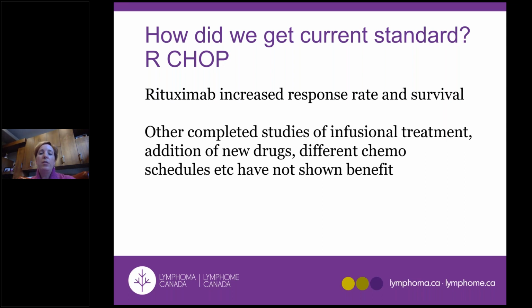Other completed studies looked at things like infusional treatment, so using that dose-adjusted EPOCH treatment, and using double hit. What if we just give it to everybody with diffuse large B-cell lymphoma? That, unfortunately, did not appear to improve outcomes overall. What if we add other new drugs, or change the chemotherapy schedule to give it more frequently? All of these things, unfortunately, to date have not shown a significant benefit.